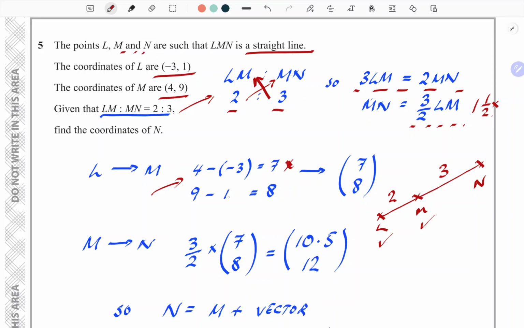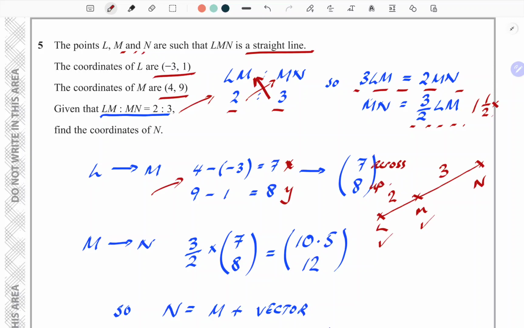Let's put an X. And the Y movement is 9 minus 8, which is that. Okay, Y. So the vector for L to M, remembering back to a couple of questions ago, the vector format is 7 across and 8 up. Just write that. 7 across, 8 up. That's fine.